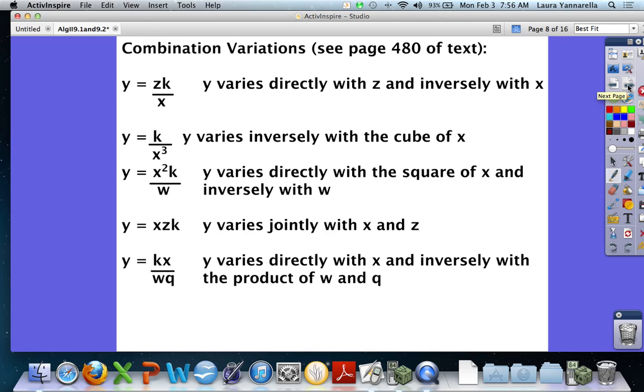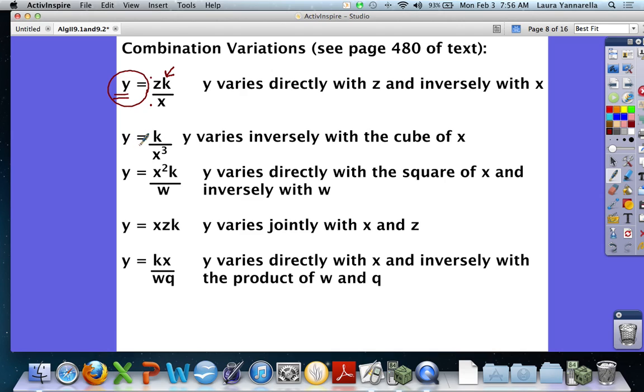All right, when we combine variations, we can do both direct and inverse together depending on where the variable falls. So for instance, if you had y varies, that's what the equals is, with two variables, z and x, k is the constant, so it never varies with k. Now because z is in the numerator, we're going to say y varies directly with z, and because x is in the denominator, we say it varies inversely with x. So it's read y varies directly with z and inversely with x.